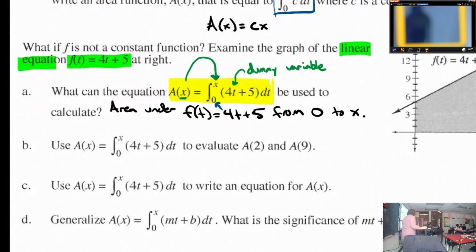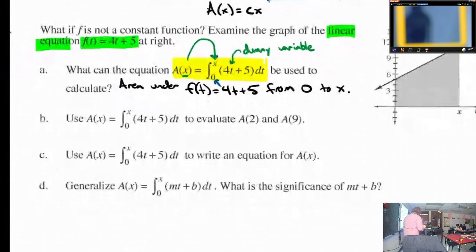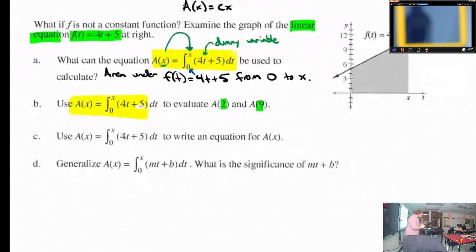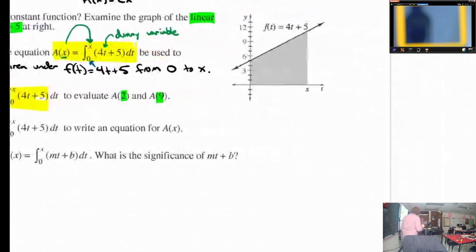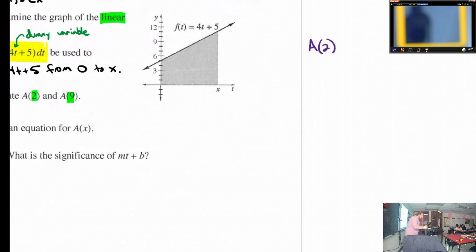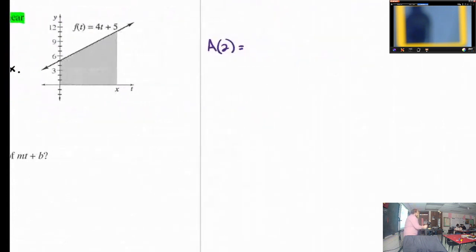So let's do that. In question B, we're actually going to put the rubber to the road and do some calculations. So we're going to use our little area thing here. We're going to figure out the area under the curve for x equals 2 and x equals 9. So let's try that really quick. We're going to use some space off to the side, or if you have another space to write in, because this can get a little bulky. So let's really think about function notation for a minute. A of 2 equals, it would be the integral from 0 to 2 of our function 4t plus 5 dt. Remember, the input variable ends up being the right endpoint of our integral. That's where it goes.